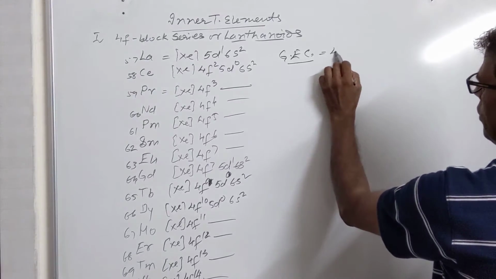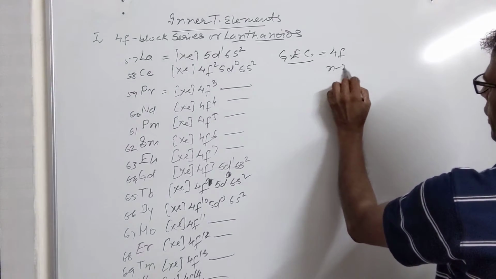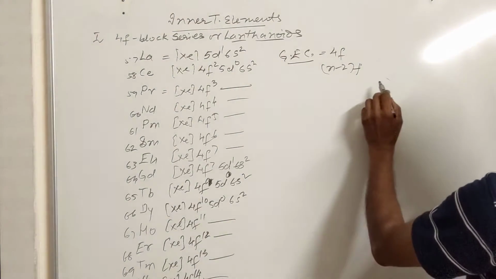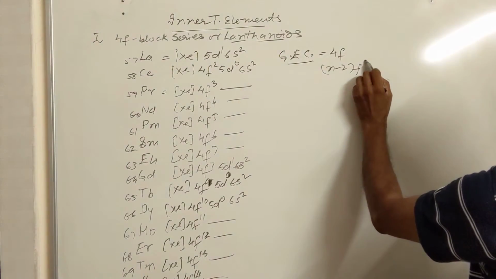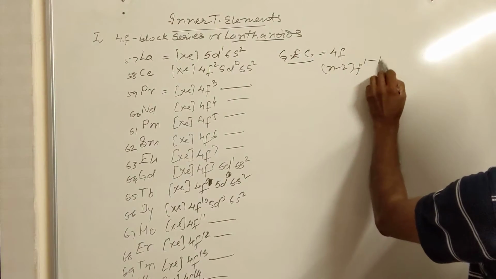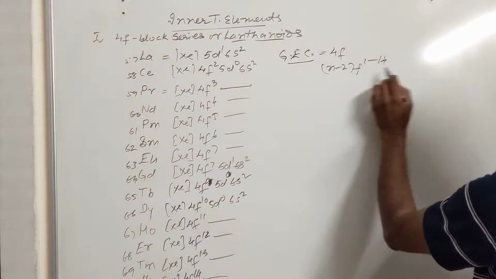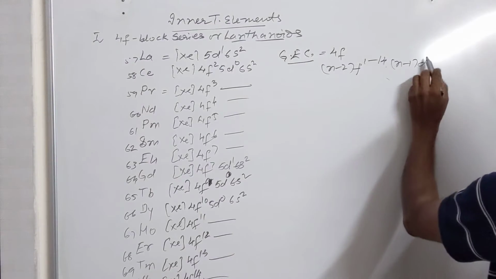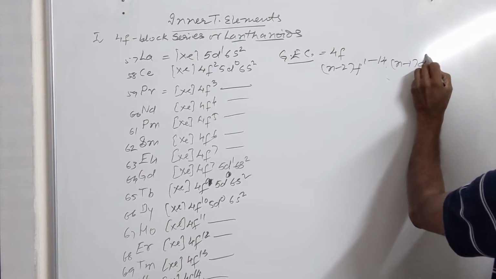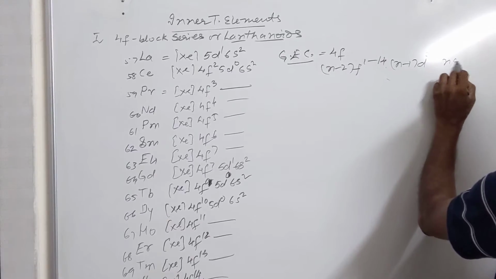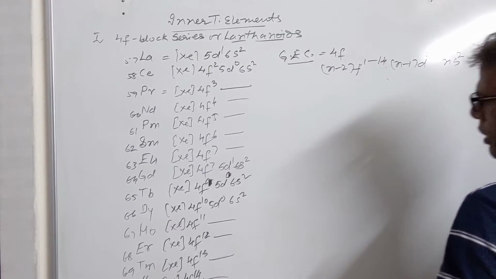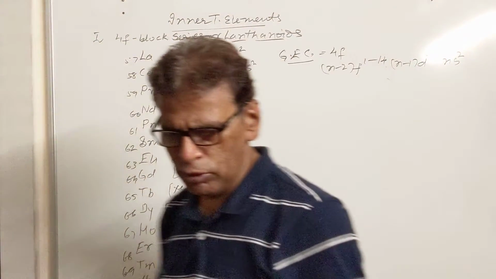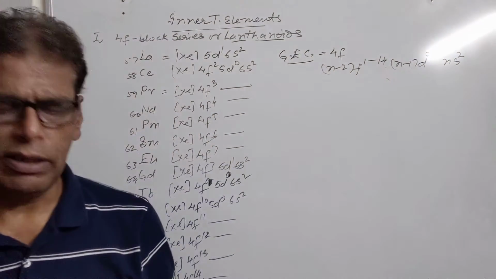So they have a general electronic configuration: the n-2f subshell is filled, with electrons from 1 to 14. Then we have the n-1d subshell. Here we are keeping only 0 to 1 electrons. Ns has 2 electrons in all the inner transition elements. Then we come to the physical properties of these elements.